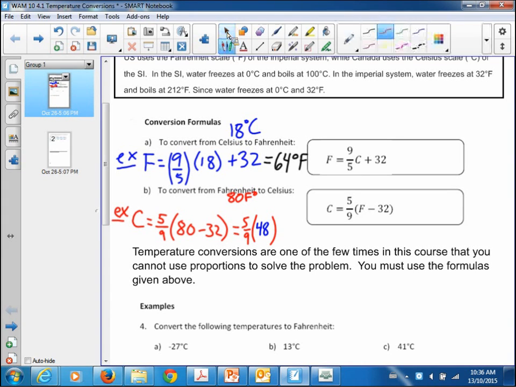Now, that is equal to something in Celsius. What do you get? Do you get 26? You get 26.67. We'll round it up, boost it up to 27 degrees Celsius. And that is a nice day in Saskatchewan.